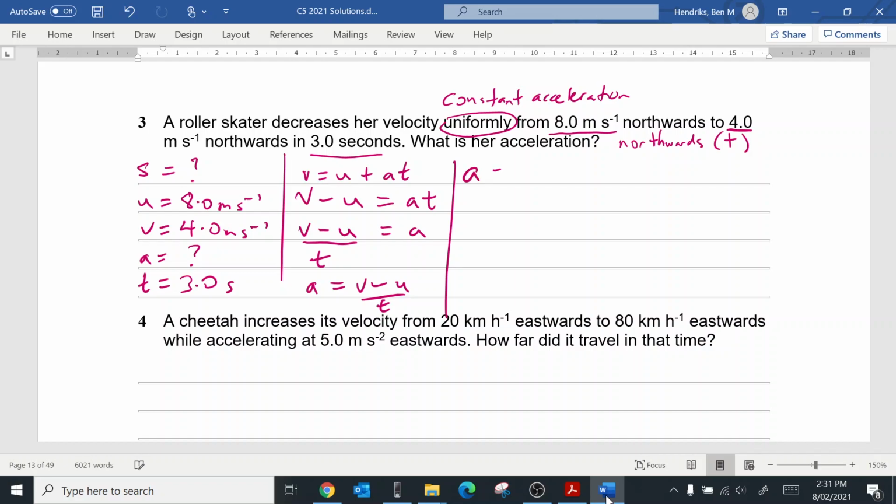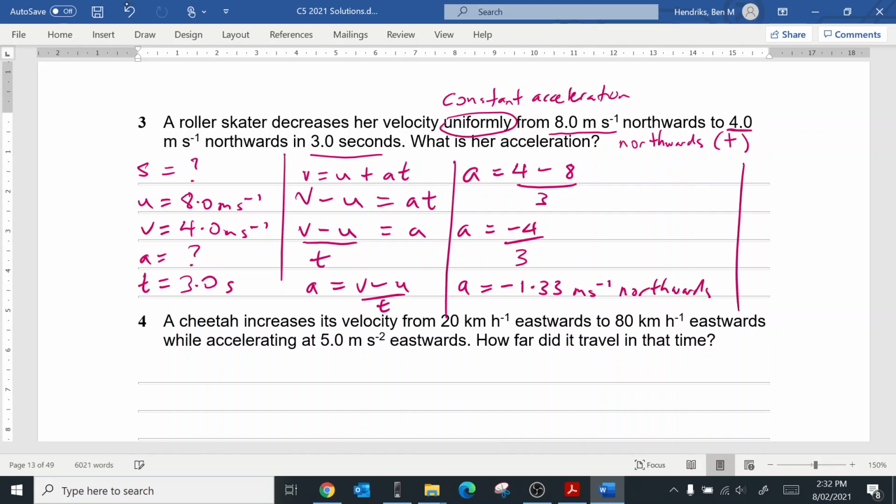Okay, so now we just need to substitute the numbers in. So A is equal to our V minus U, so it's actually 4 minus 8 divided by 3, which is equal to A is equal to minus 4 divided by 3, which is equal to, that's not a very nice 3, is it? Let me go back and let's redo that 3. Okay, so then A is equal to minus 1.33 meters per second, and the direction is northwards.